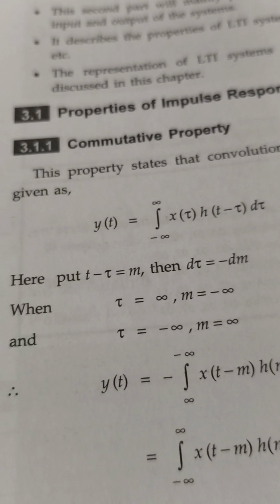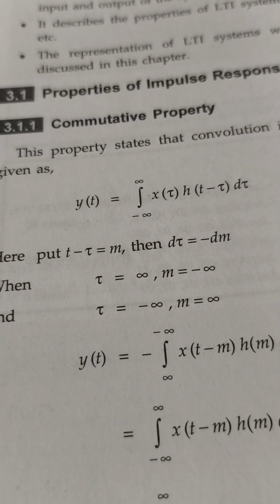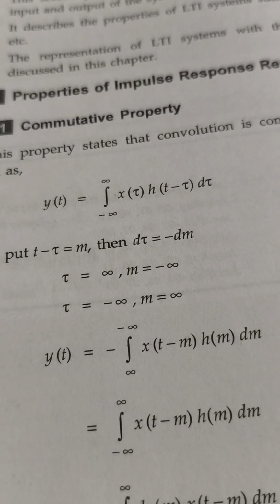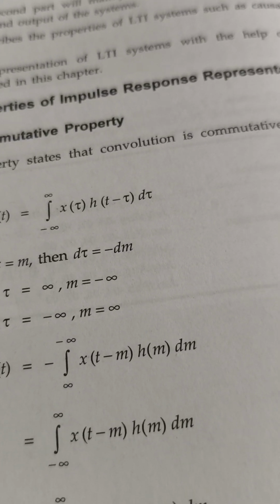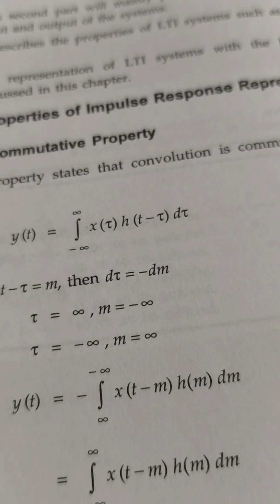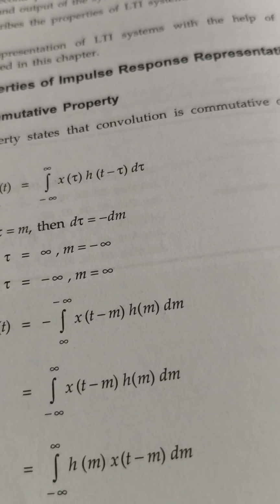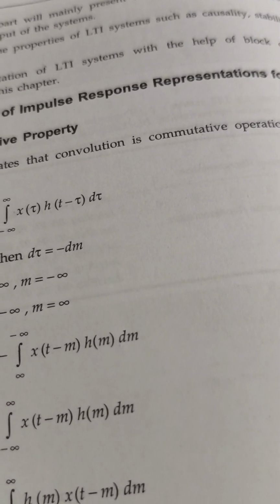x of tau is there. Here what we have taken, x of tau. What is the value of tau? I told that when t minus tau equals m, then tau will be equal to t minus m. Therefore, in this expression for tau, we have to place t minus m.